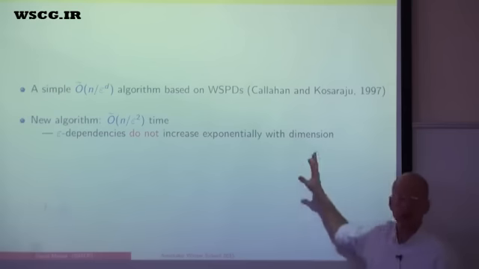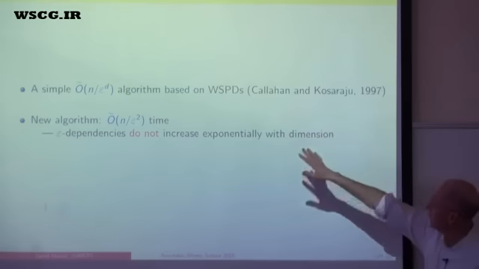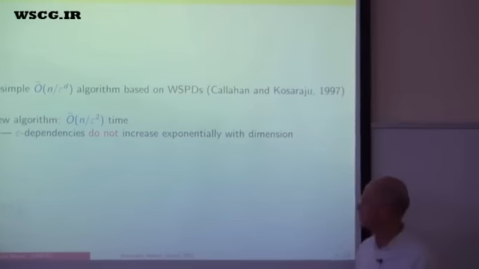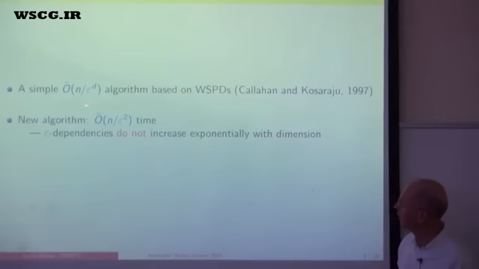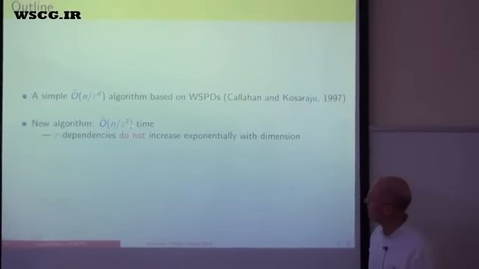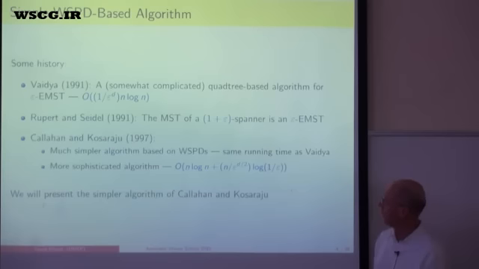What I'm going to present are two results. I'm going to present a very simple algorithm, the algorithm that achieves the time of roughly 1 over epsilon to the d, due to Callahan and Kosaraju. Callahan and Kosaraju essentially made a modification of Vijay's original algorithm. And I'm going to also discuss a new algorithm which avoids the dependence on the dimension. So instead of having 1 over epsilon to the d, the dependence is going to be 1 over epsilon squared, irrespective of the dimension itself. In other words, the important point with this result is that the epsilon dependencies do not increase exponentially with dimension. And this, by the way, is a very recent result of mine and Sunil Arya.